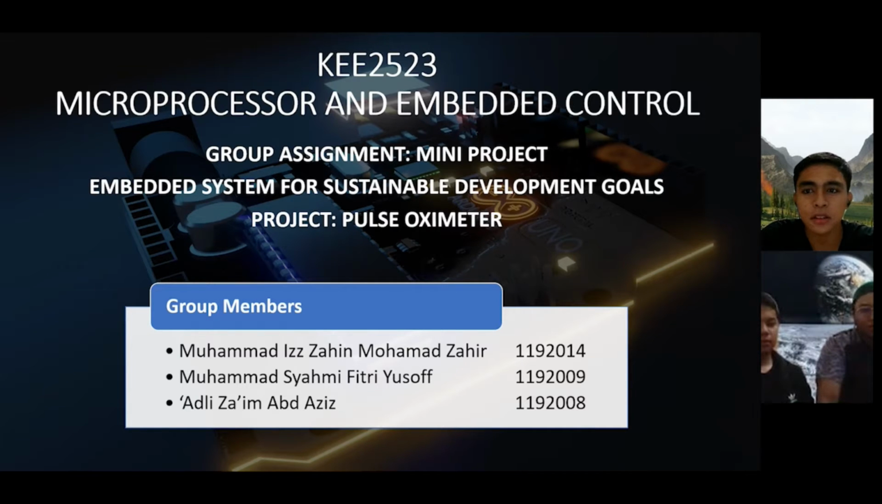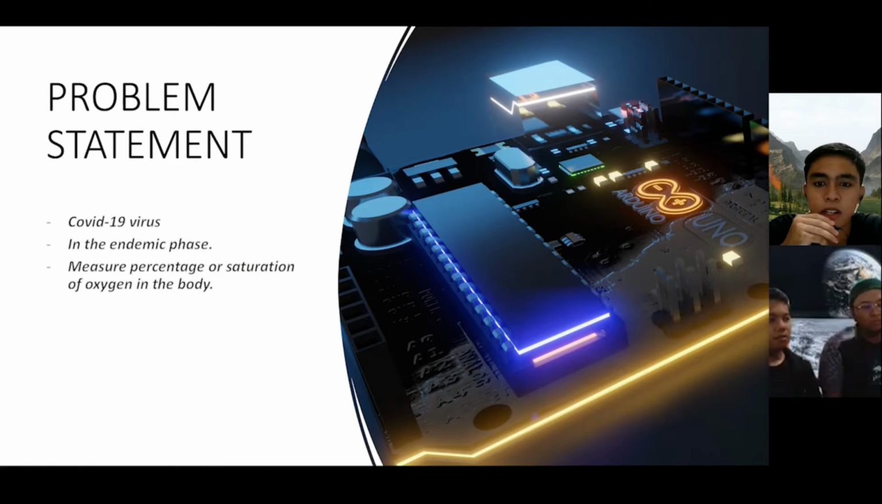We are from Group 5 and we will be presenting our group assignment entitled Embedded System for Sustainable Development Goals, and our project is a pulse oximeter. In this new era, the COVID-19 virus has spread widely all over the globe, and now we are in the endemic phase. The symptom of this disease can be measured by the percentage of saturation of oxygen in the body. So, with the current level of technology of this era, we can produce by ourselves a device that can measure oxygen saturation level in the blood, SpO2, without needing to go to the hospital to do a medical checkup. The device is a pulse oximeter.